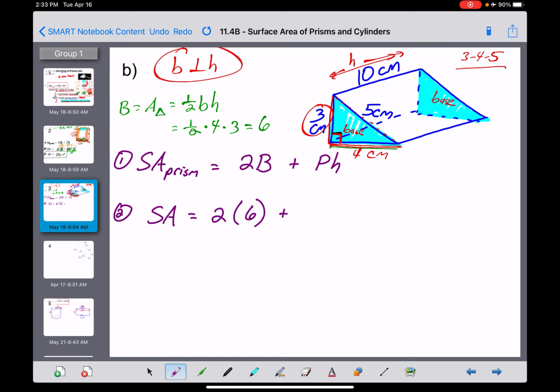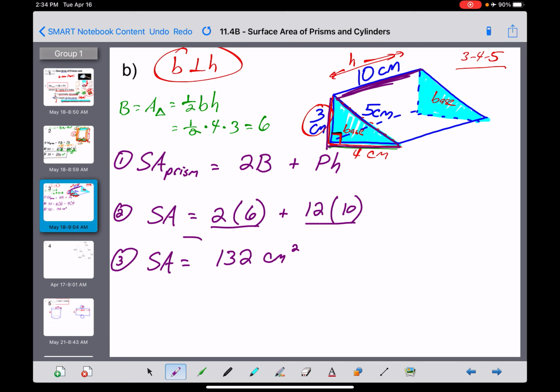Let's add to that now the perimeter of that same base. So let's add up your 3 sides. 3 plus 4 is going to get you 7. 7 plus 5 is going to make 12 for the perimeter. And the height of the whole prism, the distance between the bases, is right here. That height is going to be 10. And now for step 3, let's just put it all in together right here. That 2 times 6 is going to get you a 12. 12 times 10 is 120. Should get you 132 square centimeters for the surface area of that entire figure.